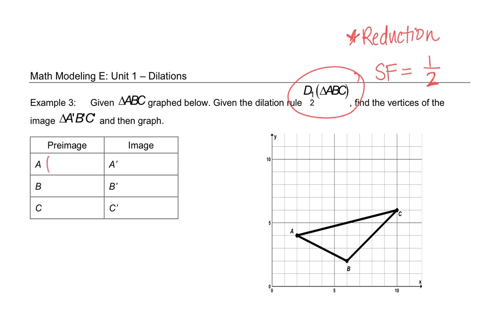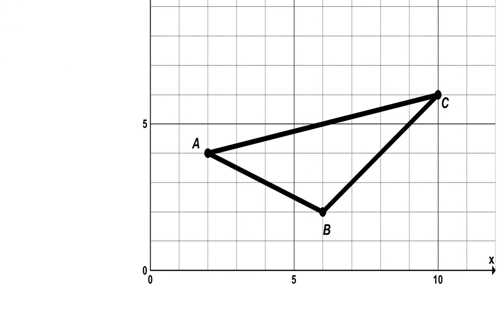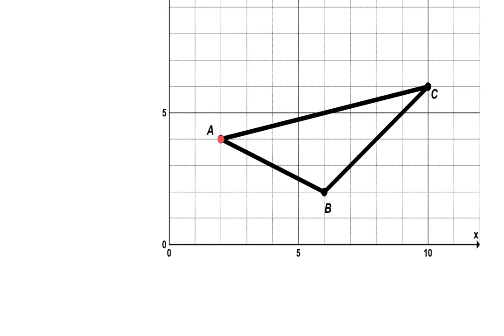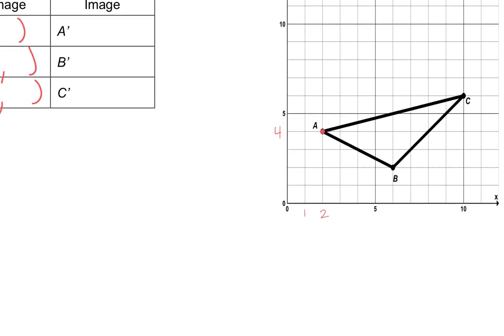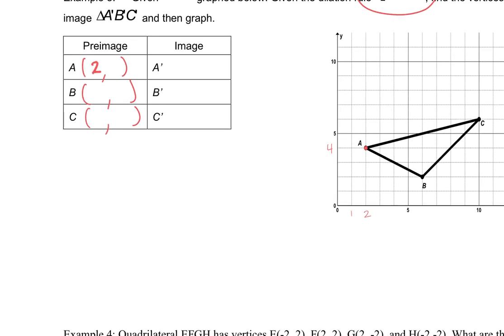I need to write my original points and my new points. I'll get them once I do my scale factor of 1/2. So looking at the graph, okay, let's start with A. Looking at the graph, the one I'm putting here in red, this is my original A. So A is at 2, 4, because it goes up to 4, because this is 4 right there. So 2, 4. This is my point A.